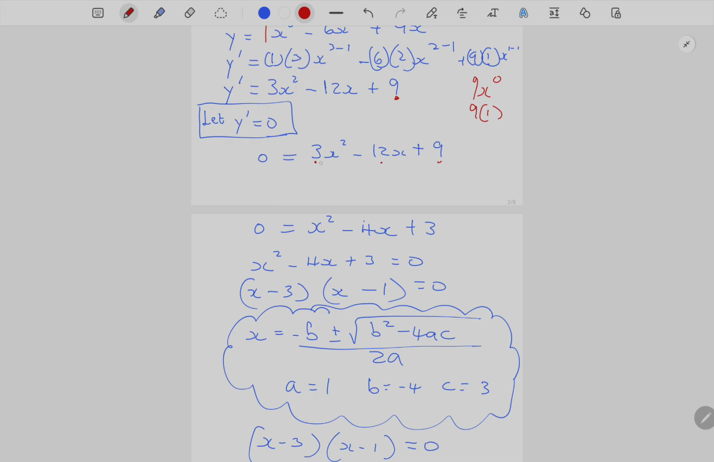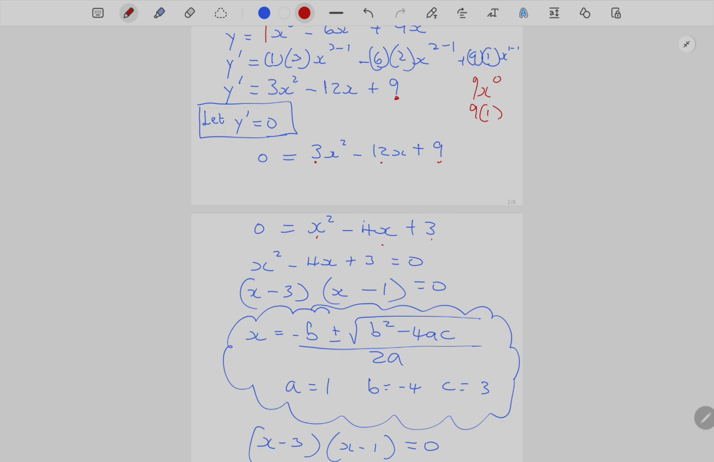But what do you notice again? There's a common factor. If you can see 3, 12, 9, these are the multiples of 3, meaning that 3 is common here. How many 3 in 3x squared? The answer is x squared. How many 3 in negative 12x? The answer is 4x. How many 3 in 9? The answer is 3. So 0 is equal to x squared minus 4x plus 3.